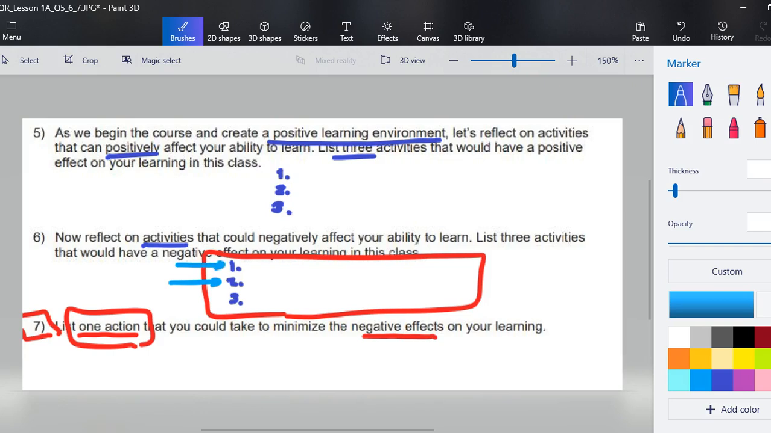Whatever it might be here, I can't even start to guess what these are for you, but you're seeing the 3 that you wrote down. And start right now thinking of 1 action that you can take to minimize these effects. It could be that you ask people for help. It could be that you get really creative.